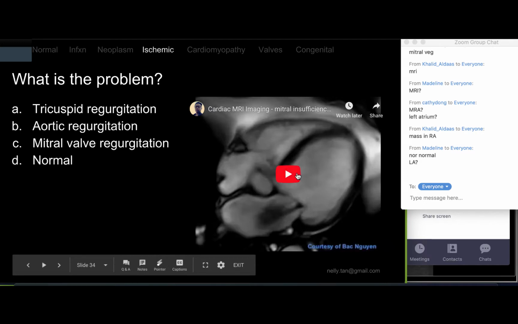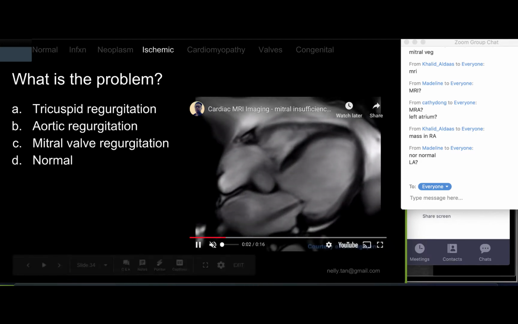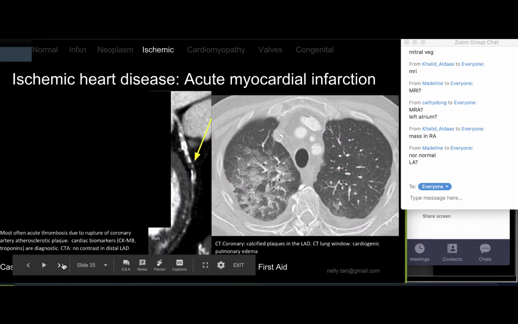The problem here, so yes, I think most of you got this correctly, is there's a mitral regurg, and you see this regurgitation.